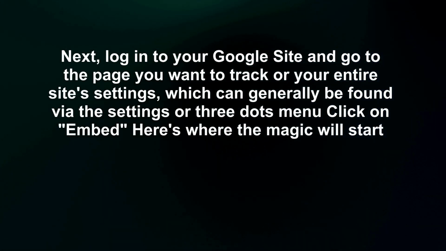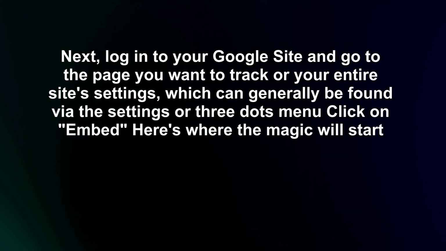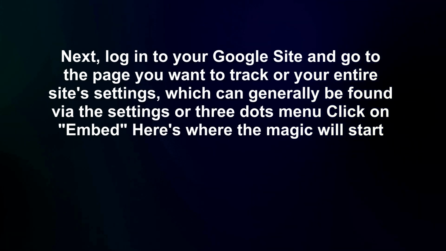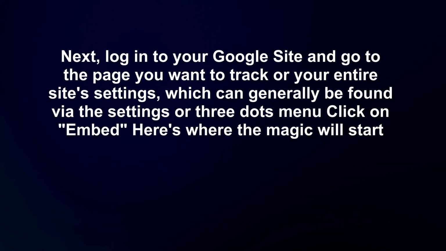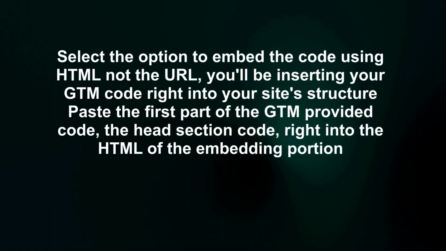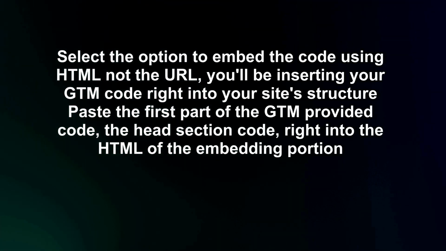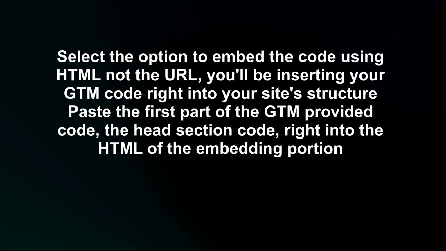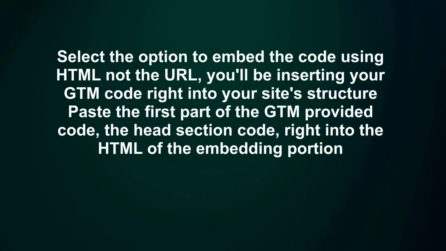Next, log into your Google site and go to the page you want to track or your entire site's settings, which can generally be found via the settings or 3 dots menu. Click on embed. Here's where the magic will start. Select the option to embed the code using HTML, not the URL. You'll be inserting your GTM code right into your site's structure.